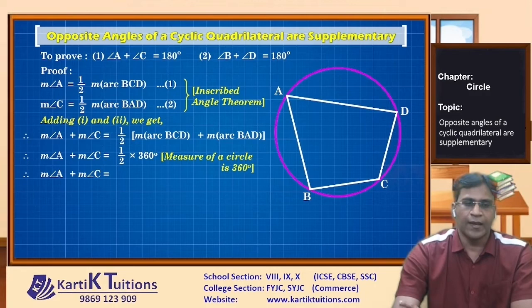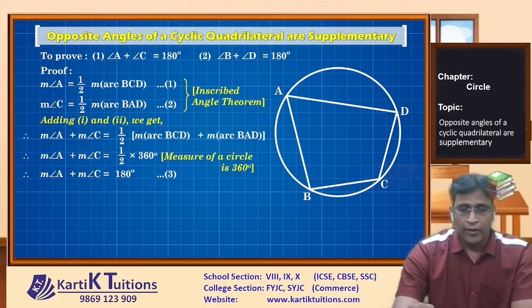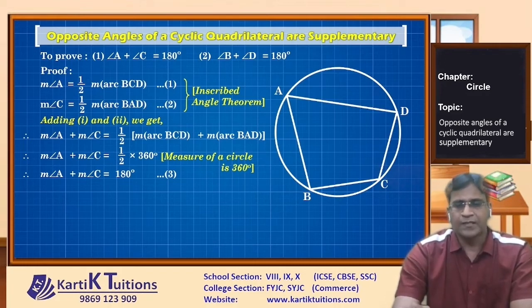So measure of angle A plus measure of angle C becomes 180 degrees. Let this be equation number 3. So in quadrilateral ABCD, we have found that the sum of angle A plus angle C is equal to 180 degrees. Now we have to prove the second part.